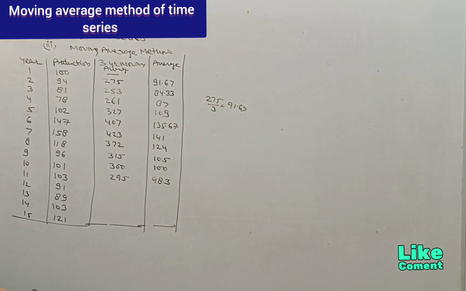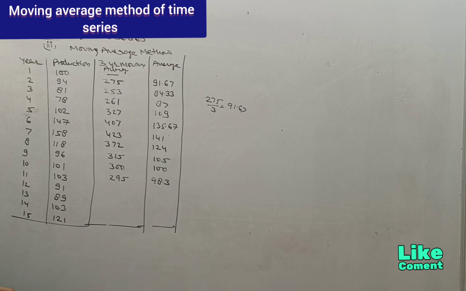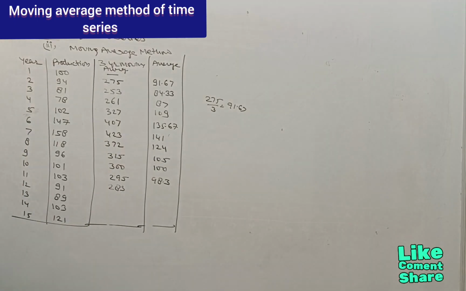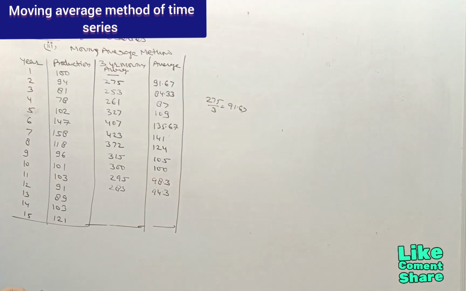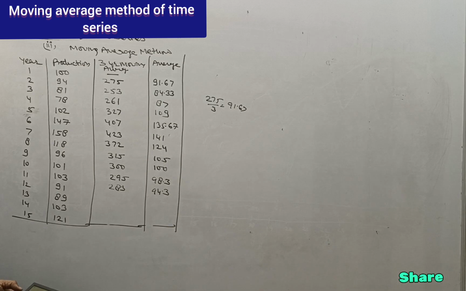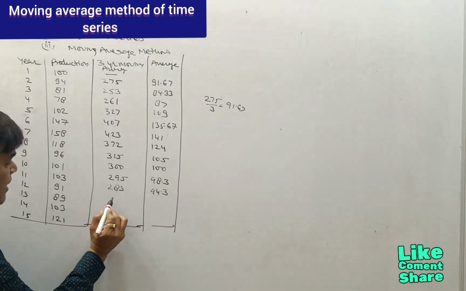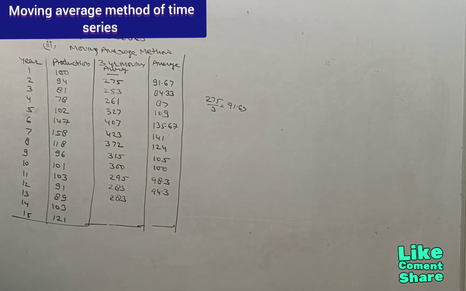Next one, 103 plus 91 plus 89, so 283. Divided by 3, that is 94.3. Next one, 91 plus 89 plus 103, 283.